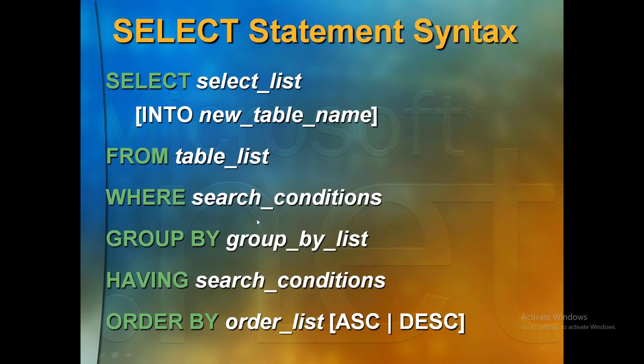These are very important that you must use: select list into new table name. What is into new table name? We'll discuss. From, in the from clause, you can have a table list, where such condition, group by column list, having again such condition, order by order list, ascending or descending. So this is the complete select statement syntax whenever you go to Oracle or MySQL anywhere.